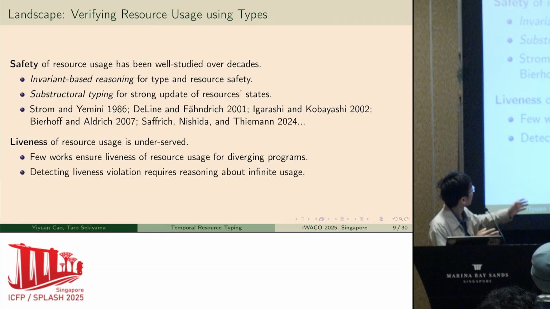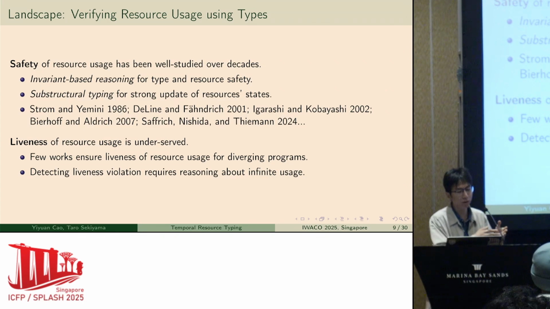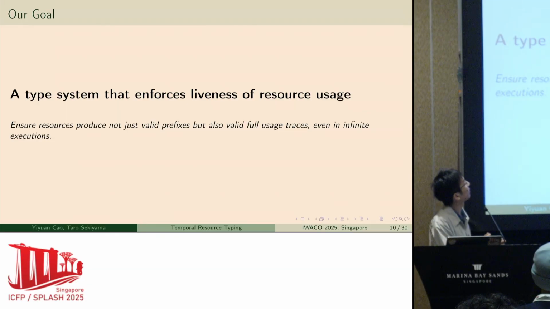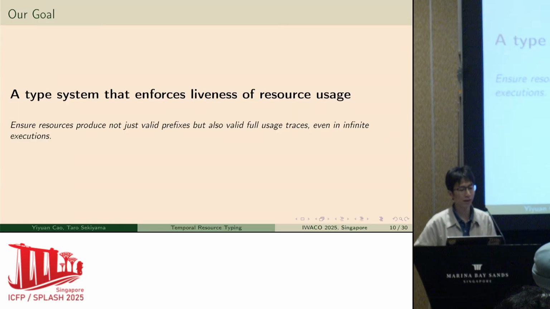For liveness, we think there are few type systems for liveness of resource usage. As explained earlier, part of the reason is that it requires reasoning about the full trace in infinite executions, so this is not entailed from type safety alone. Simply put, our goal is to achieve a type system that enforces liveness of resource usage, which means we need to ensure not just valid or safe prefixes, but also valid full traces. I'm repeating this phrase multiple times, I just realized.